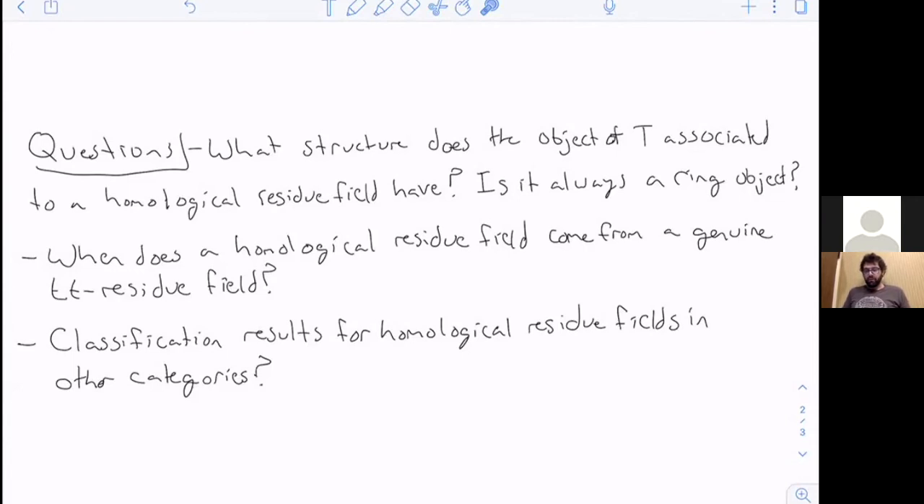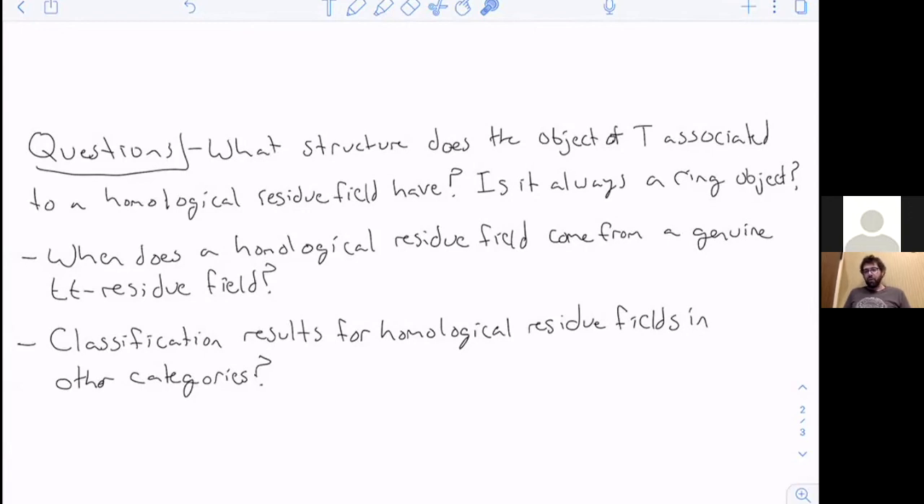For these results I mentioned, we've had a tensor triangulated residue field, and we've been comparing the associated homological residue field. But it's natural to wonder, given a homological residue field, can you always find a genuine residue field that it comes from? Or if not, is there some sort of criteria for when a homological residue field comes from a genuine residue field? And finally, it would be interesting to have classification results for homological residue fields in other categories.